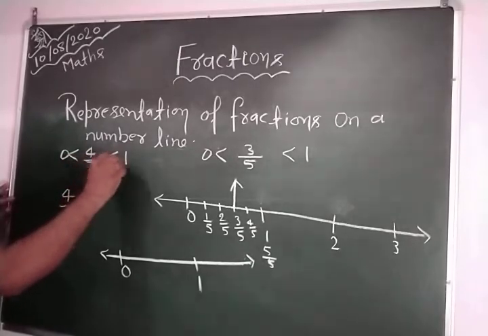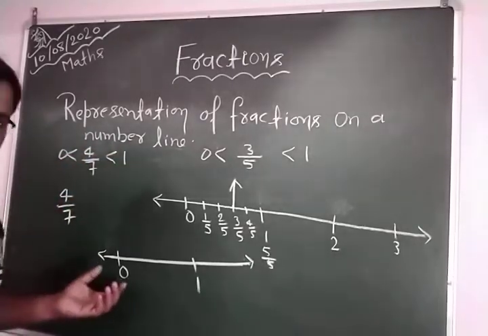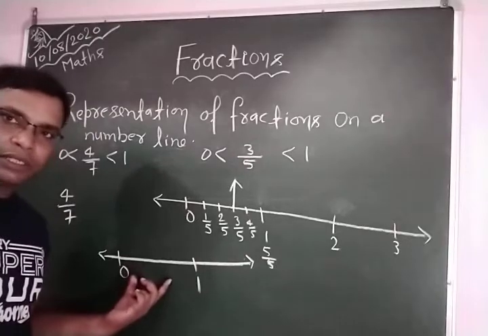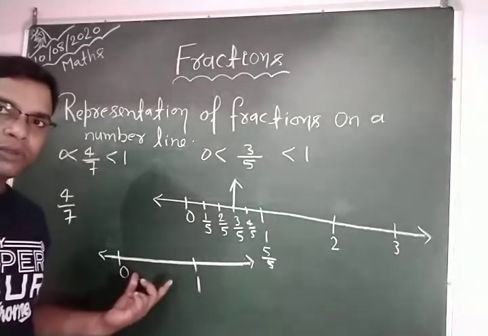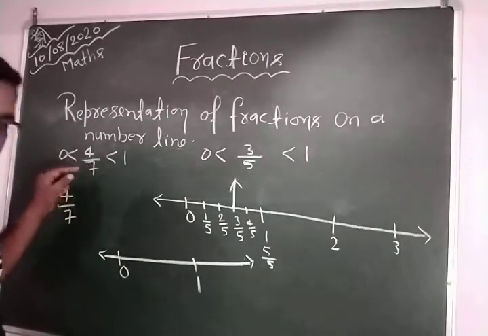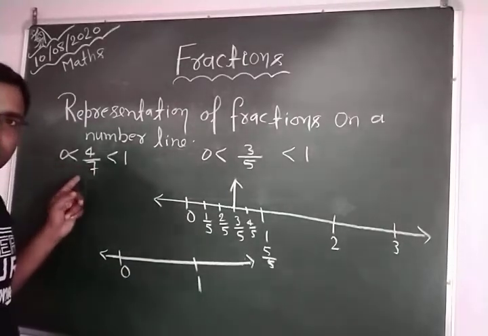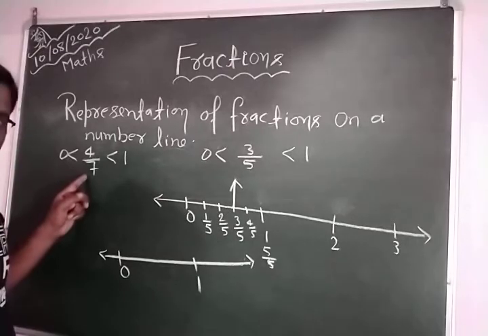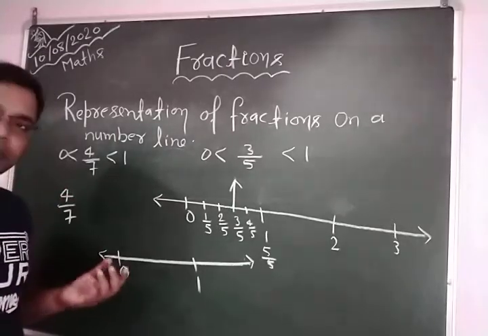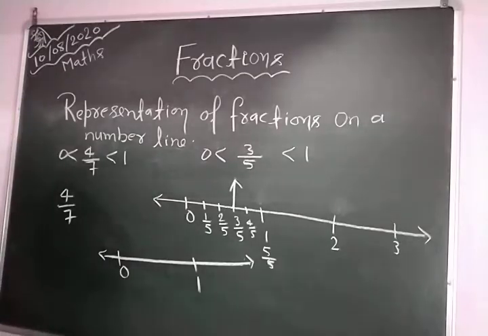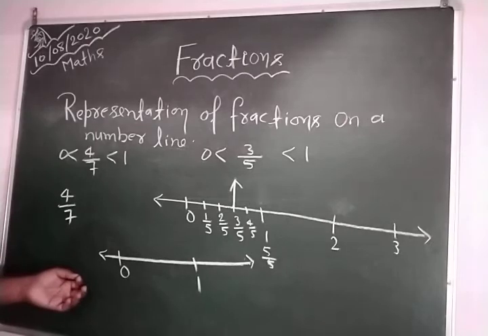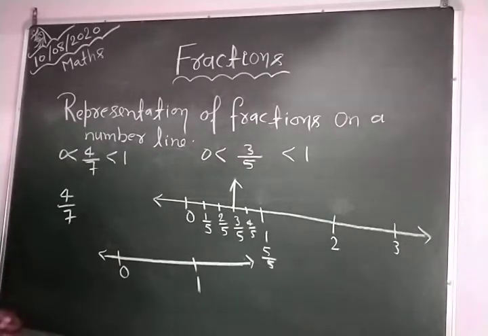So we divide the line segment between 0 and 1 into 7 equal parts, because you can see here the denominator is 7. And we take 4 parts. So first we divide the line segment between 0 and 1 into 7 equal parts and take 4 parts.